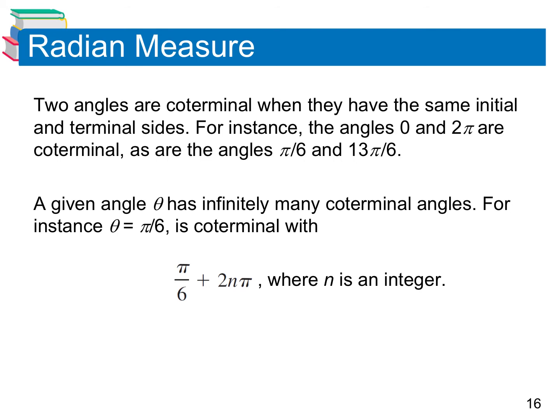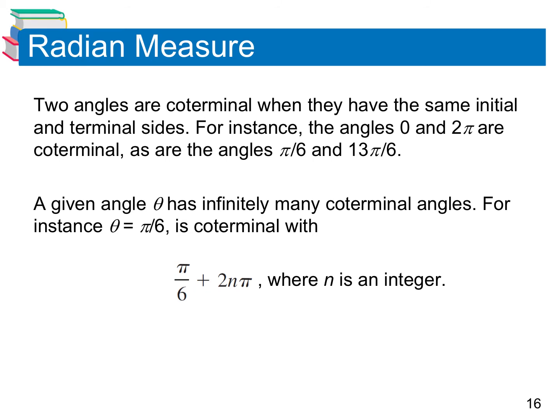2 angles are coterminal when they have the same initial and same terminal side, so we did that in one of the first slides. For instance, the angles 0 and 2 pi are coterminal, as are the angles pi over 6 and 13 pi over 6. A given angle theta has infinitely many coterminal angles. For instance, theta equal to pi over 6 is coterminal with anything that you add 2 pi to.